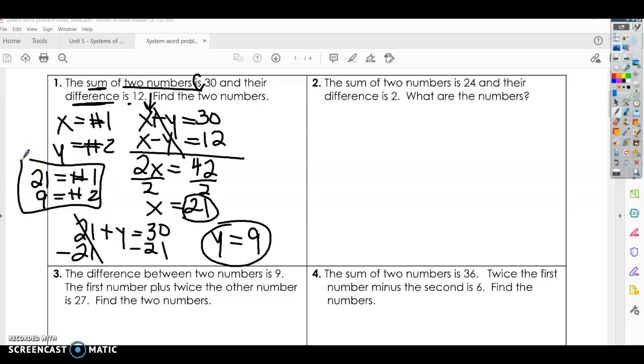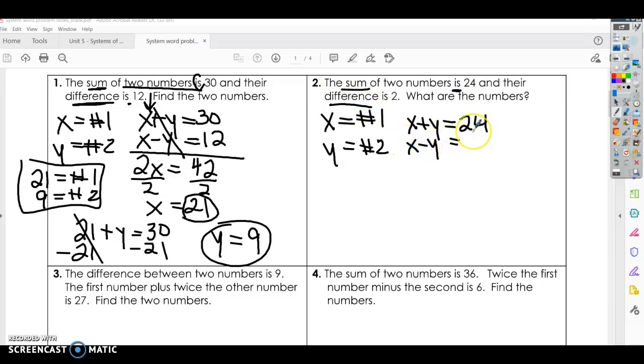All right, number 2 is very similar. It says the sum of two numbers. So we're going to have x and y again. This makes it easy to go back and answer the question at the end if you define your variables to start with. So the sum of two numbers, so x plus y equals 24, again means equals, and their difference, that's subtraction, x minus y equals 2.